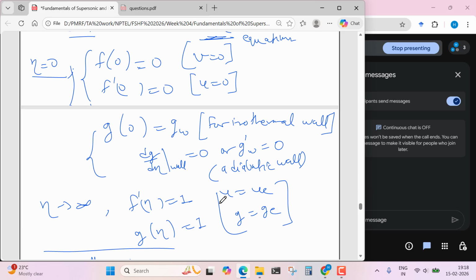So what will be the boundary conditions? At η equal to 0, it will be f(0) equal to 0 for v equal to 0, f'(0) equal to 0 for u equal to 0, and g(0) equal to gw. This is for the isothermal wall, and for the adiabatic wall it will be g'(0) equal to 0. And for η tends to infinity, f'(η) equal to 1 and g(η) equal to 1, which is corresponding to u equal to ue and h equal to he.